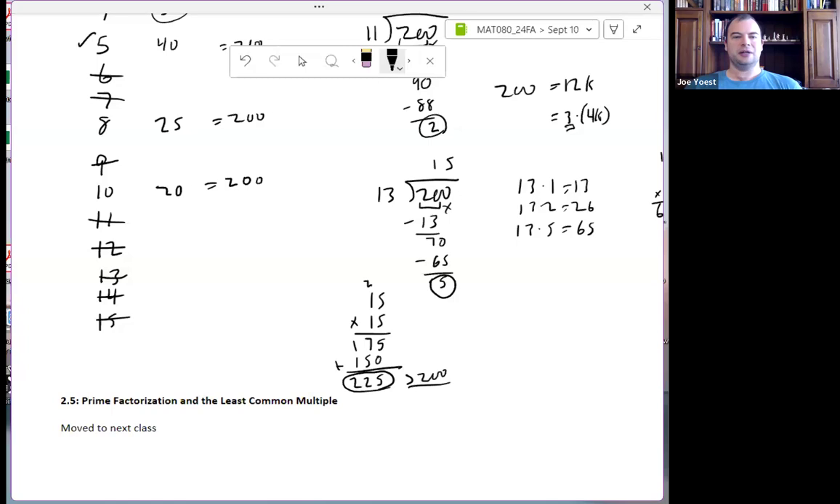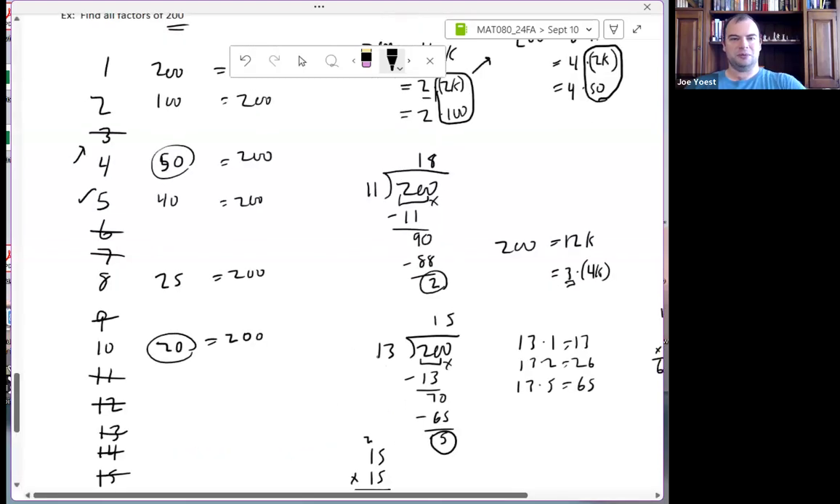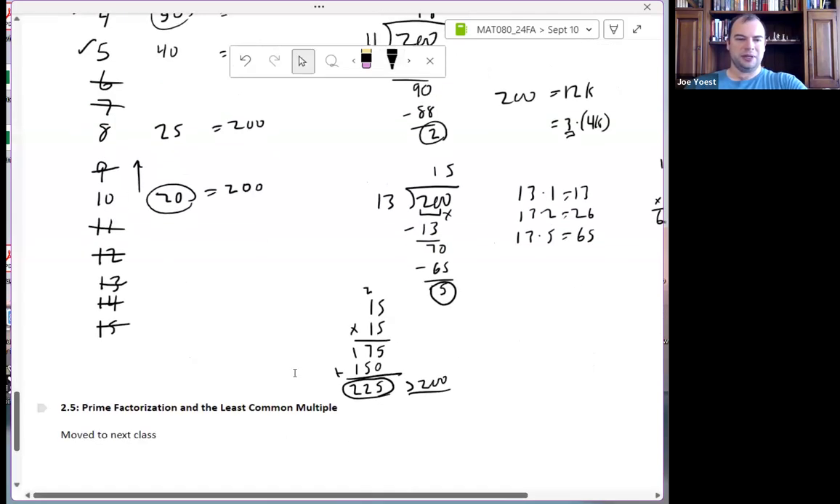I can stop here. If I kept going, 16, 17, 18, 19, none of those would be factors of 200 until I get up to 20. And then I would just start working my way back up this column. So once I get to a potential factor where that number times itself is bigger than the number I'm looking at, I know I can stop there.